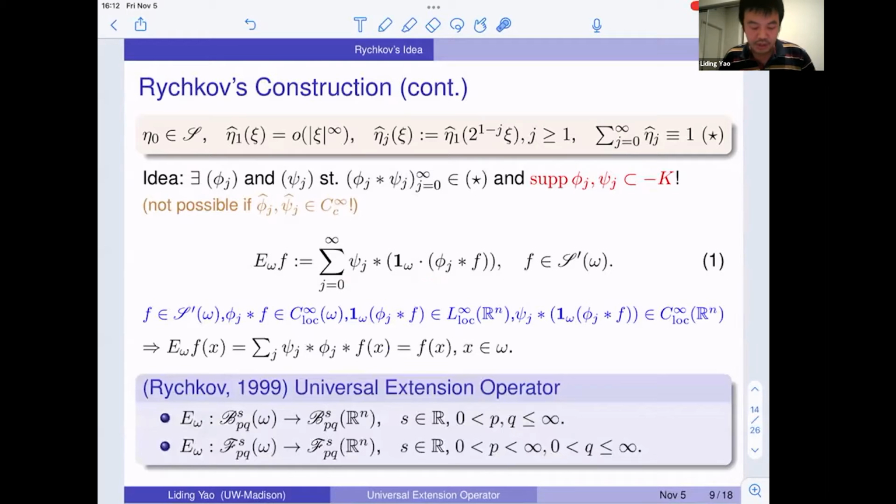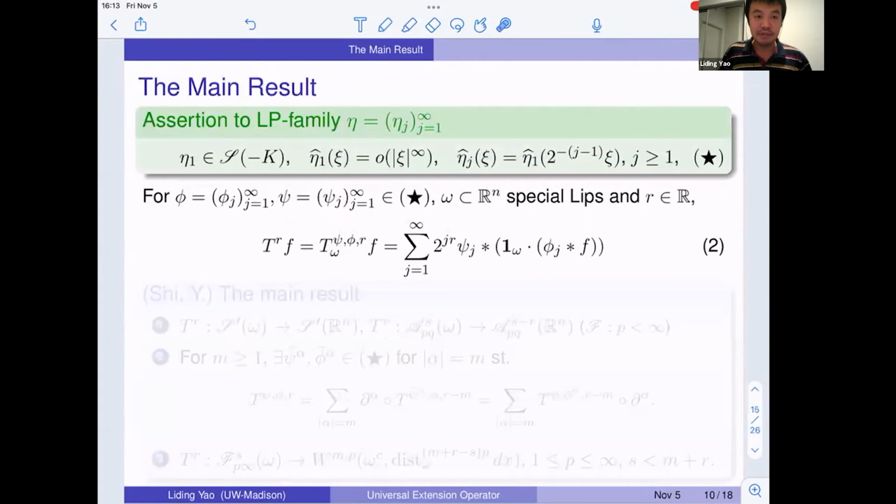And if we restrict our focus on omega, you can see that the EF is merely just this double convolution of Vj, psi j and F. So the cutoff function just disappeared. And that's why E is indeed an extension operator. And then by using some kind of estimate on maximal functions, Rychkov shows that this E is bounded in Besov space and Triebel-Lizorkin space. Okay, so now we can talk about our main results.